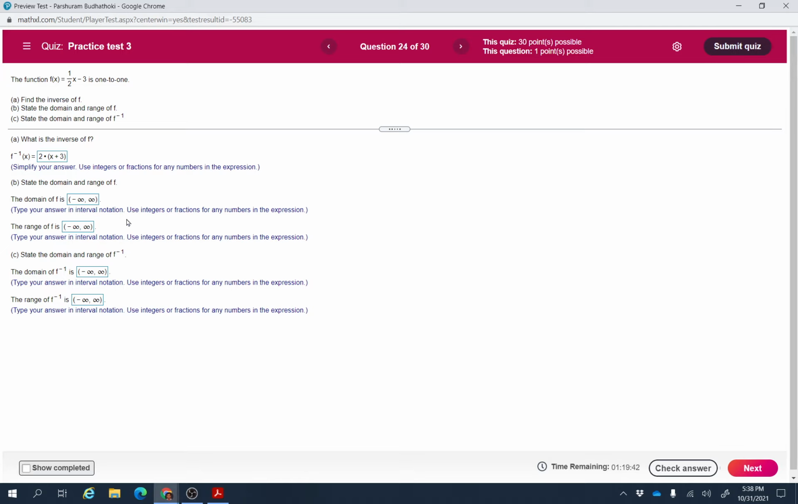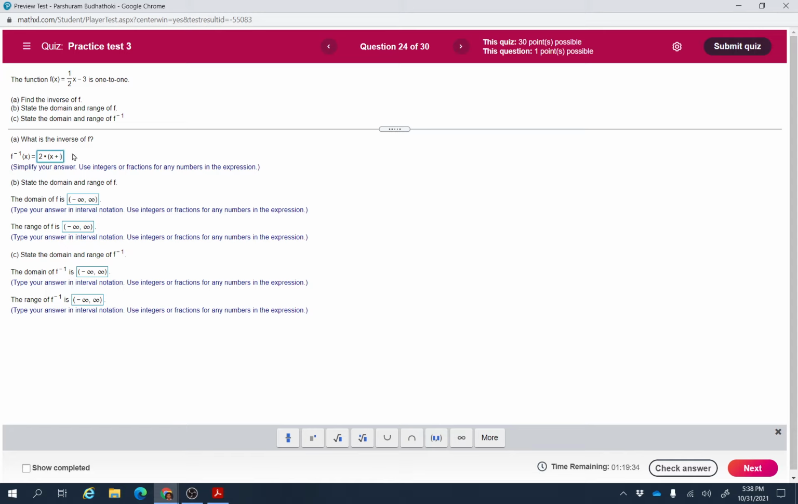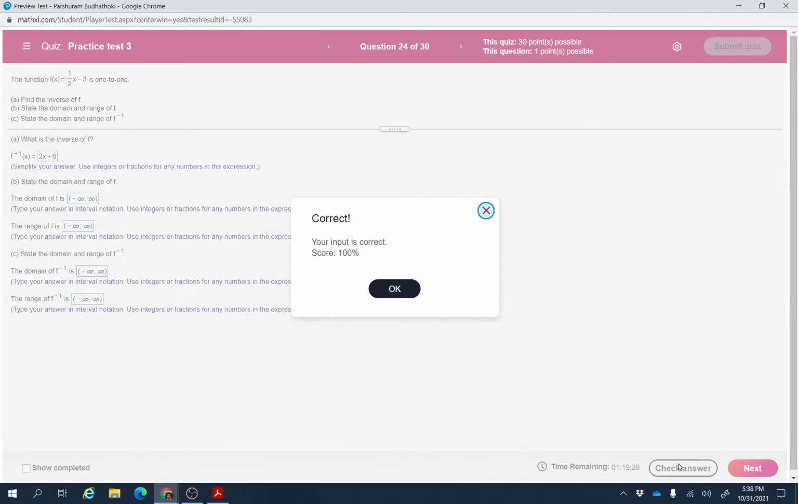I add 3, so that gives me x plus 3, and then multiply by 2, so that will be a fraction for any. Okay, let me just distribute this 2. So what I'm going to get is 2x plus 6. Let's see what happens if I do this. Oh yeah, so it did not recognize that 2 outside. I didn't know that it does that.